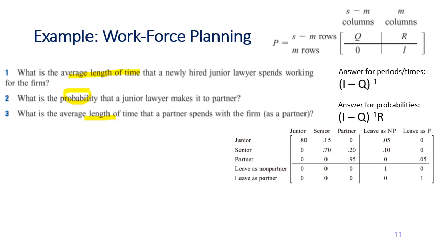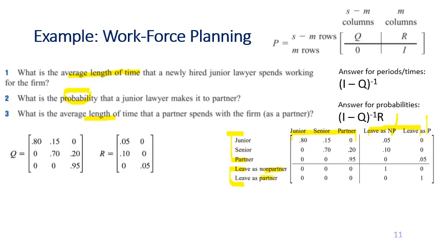Same as before, when you have the probability matrix P, you make sure that you have divided the rows into transient states and absorbing states, and also the columns, with transient states on the left in the same order as the rows, and then absorbing states on the right, again in the same order: non-partner, non-partner, partner, and partner.